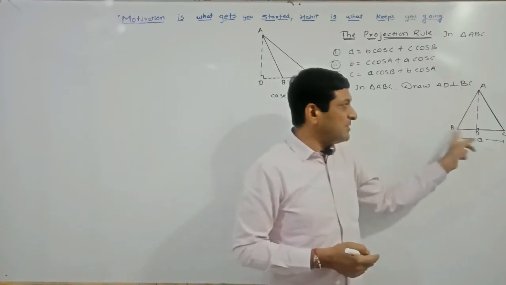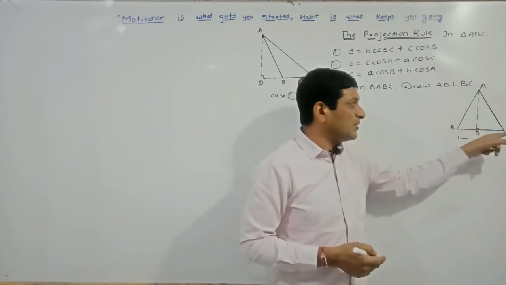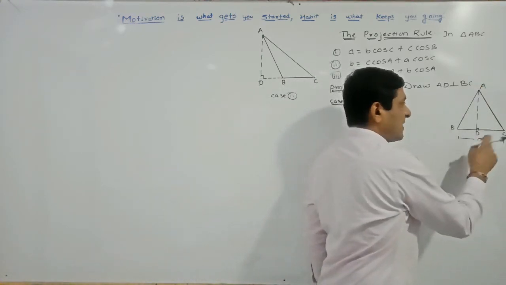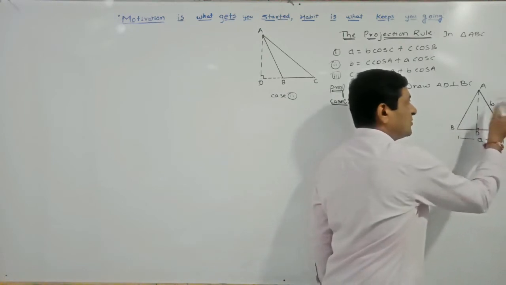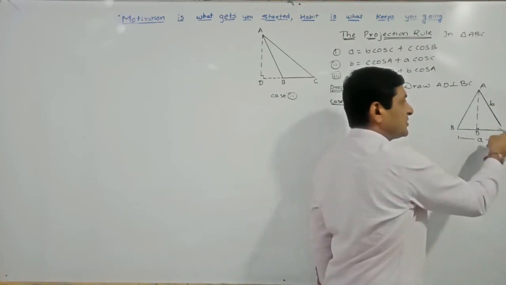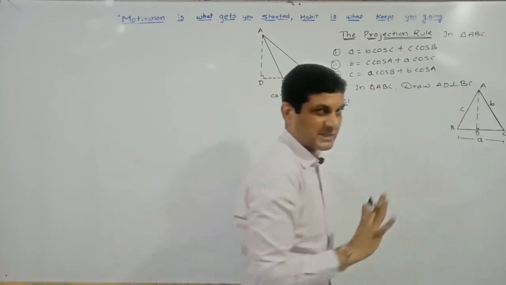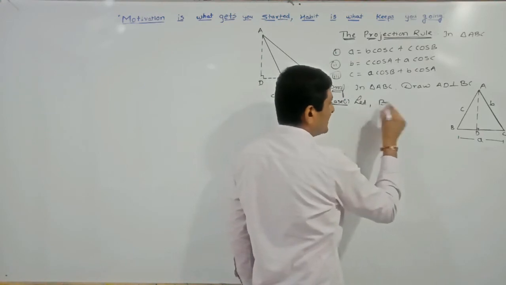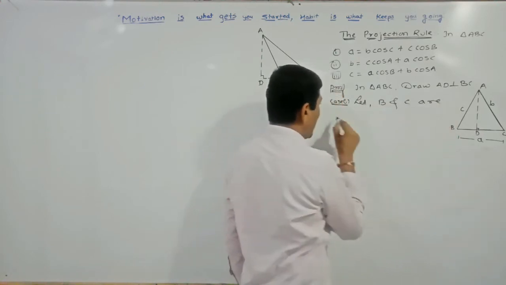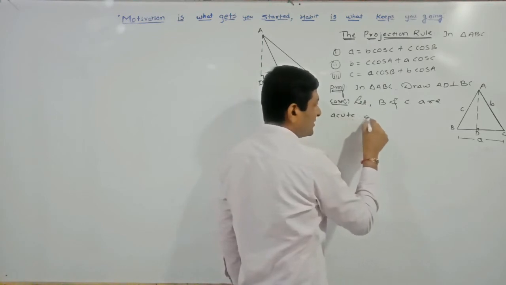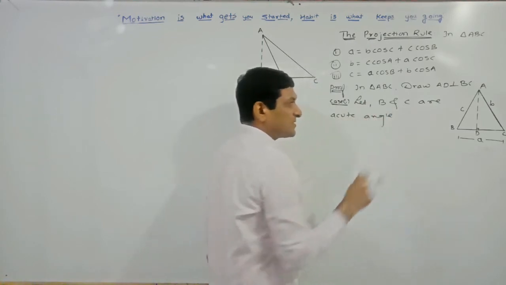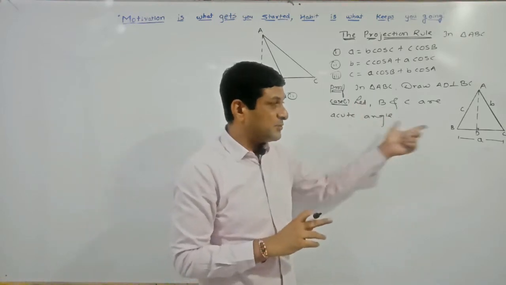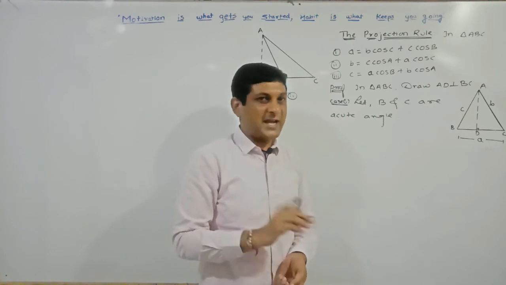So in this triangle ABC, let AD be the perpendicular to base BC, and we know that the side opposite to vertex A is denoted by small a, the side opposite to vertex B is denoted by small b, and the length of the side opposite to vertex C is denoted by small c. Now, in the first case, let B and C be acute angles. If in this triangle B and C are acute angles, then we have already shown this in the figure.